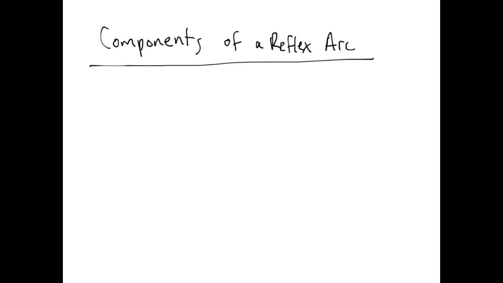Well, first we have to have a stimulus activating something. What is that going to be activating? It's going to be activating a receptor. So we have a receptor. That message is going to be passed along a neuron, specifically a sensory neuron. Then we're going to integrate. We have an integration center.